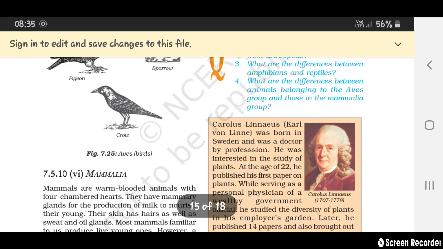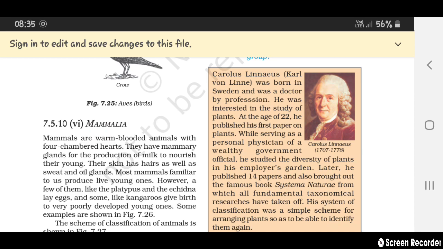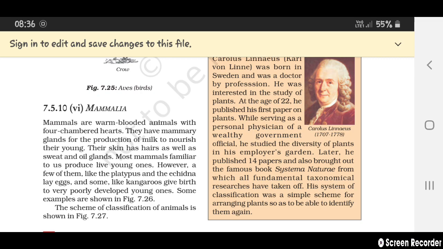Carolus Linnaeus, Carl von Linné, who was born in Sweden, was a doctor by profession. He was interested in the study of plants. At the age of 22, he published his first paper on plants while serving as the personal physician of a wealthy government official. He studied the diversity of plants in his employer's garden, and later he published 14 papers and also brought out the famous book Systema Naturae, from which all fundamental taxonomical research has taken off. His system of classification was a simple scheme of arranging plants so as to be able to identify them again.